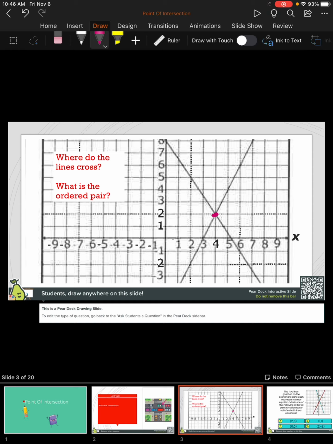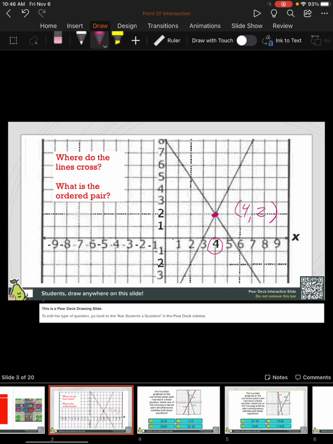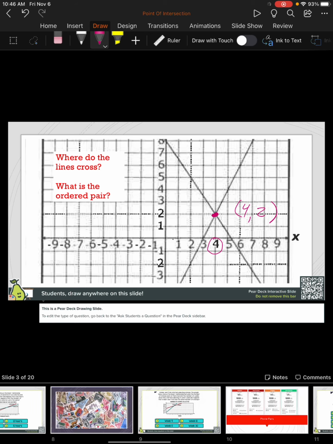So then we need to be able to identify exactly where that is and be able to communicate that. So we can say our x value is 4. Remember that x comes before y, and our y value is 2. So we'd say the point of intersection is at (4, 2). Okay, and that's what you're going to be doing today, and then interpreting these situations. So let's look at a couple of these situations.